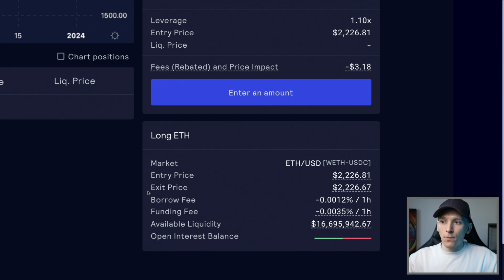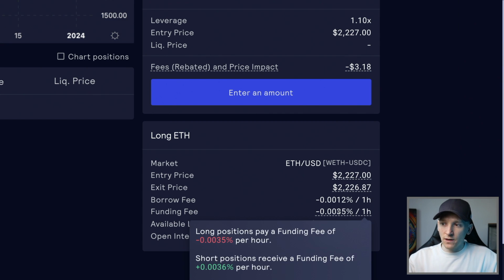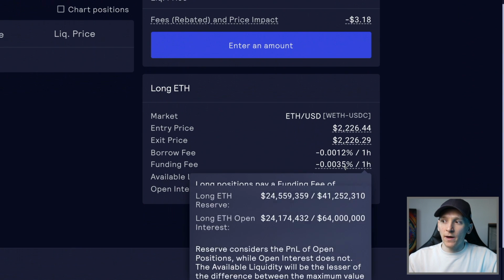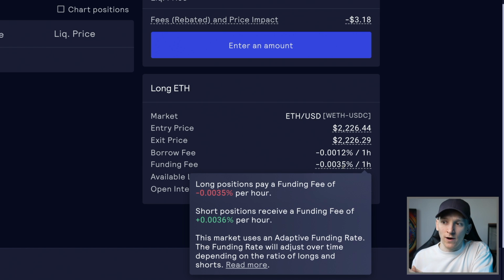Now, what we can see here is that there's a borrow fee, which is a fee paid because we're opening futures positions, and then a funding fee as well. The funding fee is the mechanism by which the crypto futures exchange tries to manipulate traders to do something. So longs and shorts are always out of balance, but the exchange is always trying to bring them back into perfect alignment. And the way it does that is by trying to incentivize one side of the trade. So for right now, you can see that the funding fee is negative for longs and positive for shorts.